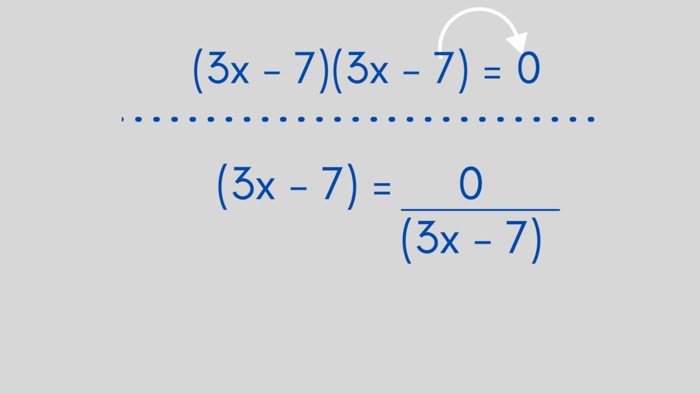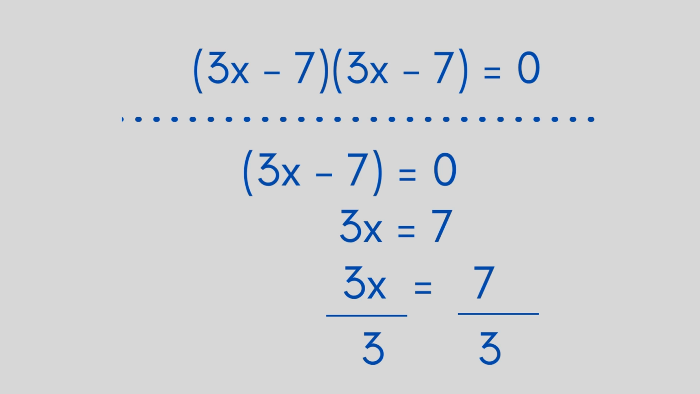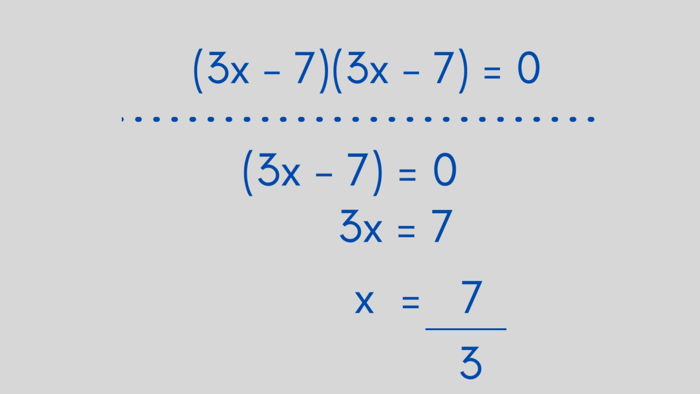Now, when 3x minus 7 is taken to the right hand side, it becomes the denominator to 0, and 0 divided by any number, 0 divided by 3x minus 7, will give us 0. So, we will be left with 3x minus 7 is equal to 0, and when this minus 7 is taken to the right hand side, we will get plus 7. That is, we will get 3x is equal to plus 7. On dividing both the sides by 3, we will obtain x is equal to 7 by 3.